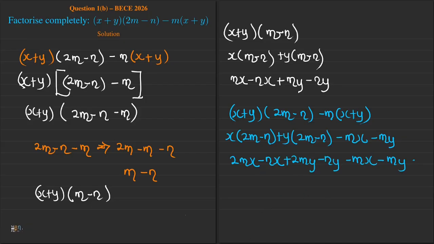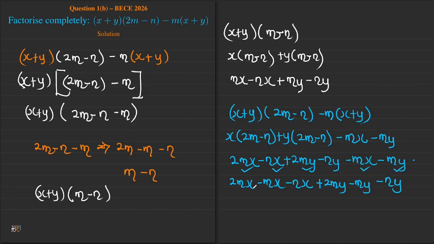So with this, if we want to group like terms, you see we have a 2mx. Then we have a negative mx as well here. So 2mx written, the negative mx as well written. Then we have negative nx, we have written that. Then we have 2my, so positive 2my. And then there's also a negative my over here. We have written that. Then finally, we have a negative ny.